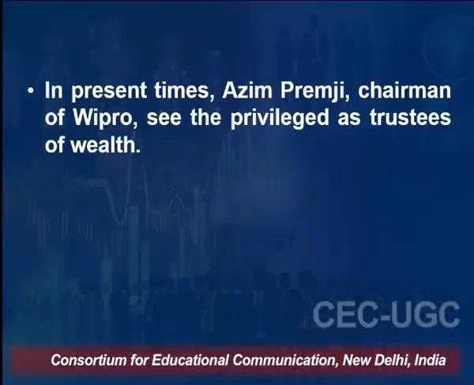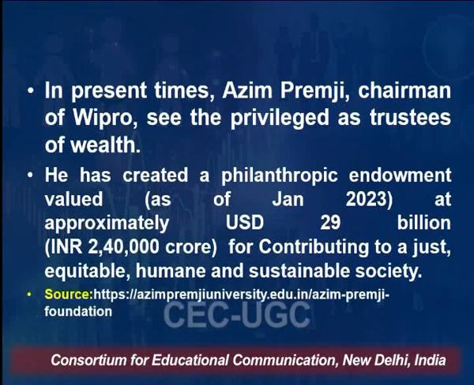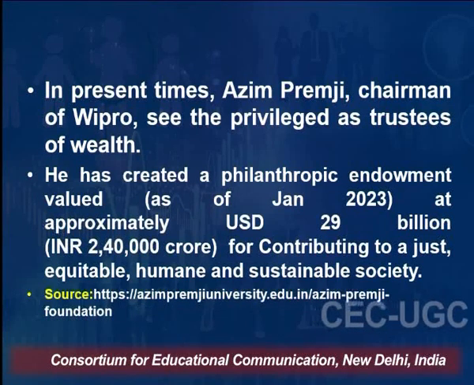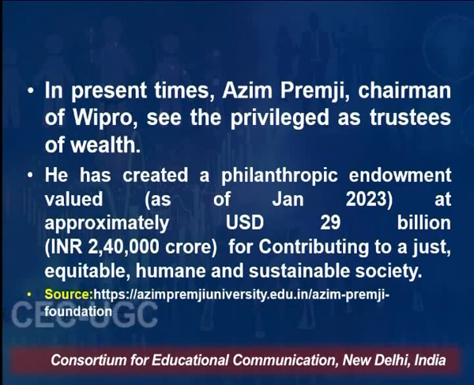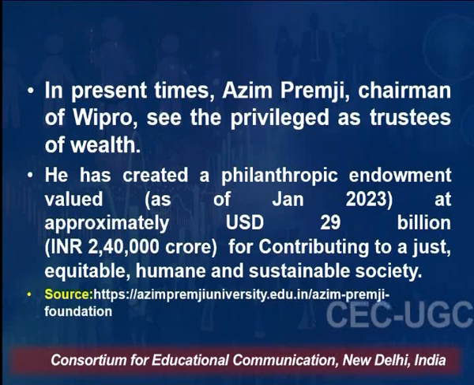So in present times, if we talk about Azim Premji, the chairman of Wipro, he sees the privileged as trustees of wealth. And if you look at his contribution, he has created a philanthropic endowment fund which is valued at rupees 2,40,000 crore as on date. This foundation has been established for contributing to a just, equitable, humane and sustainable society. So in this way I have tried to explain the similarities, where mandatory CSR and Gandhiji's trusteeship model are the same.